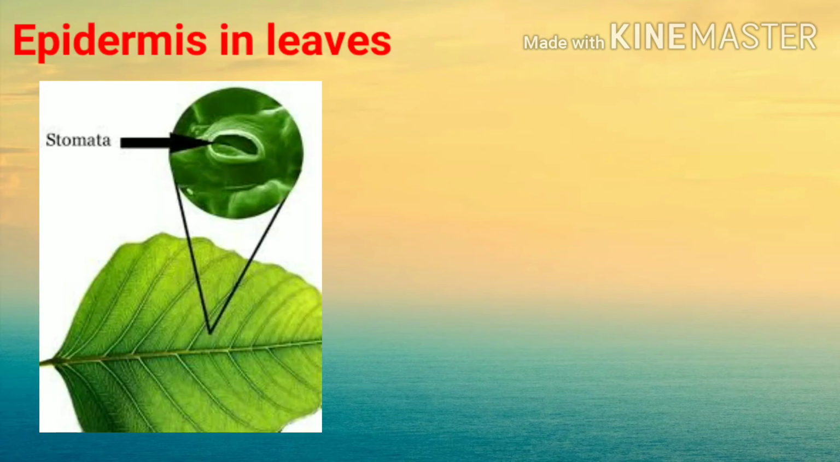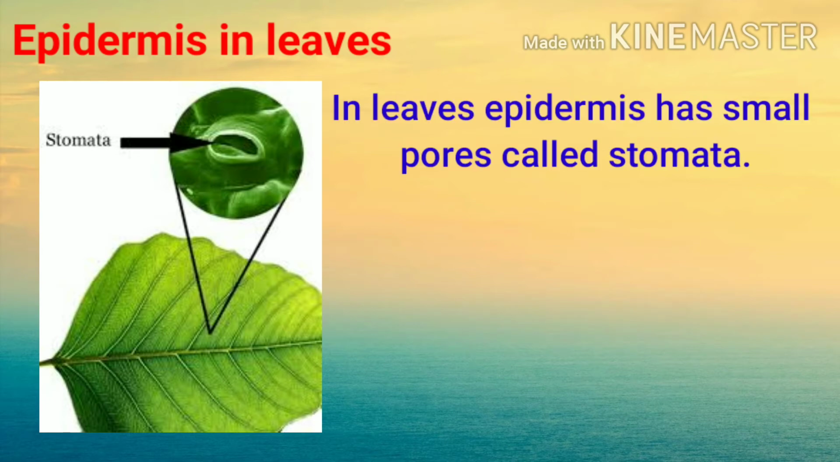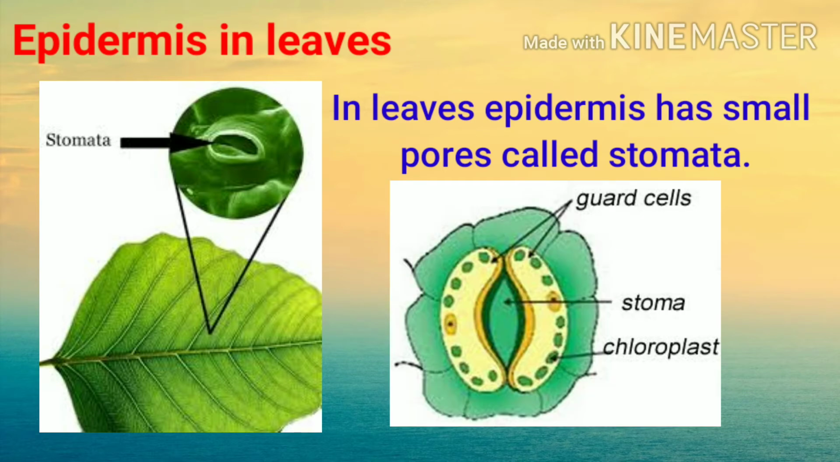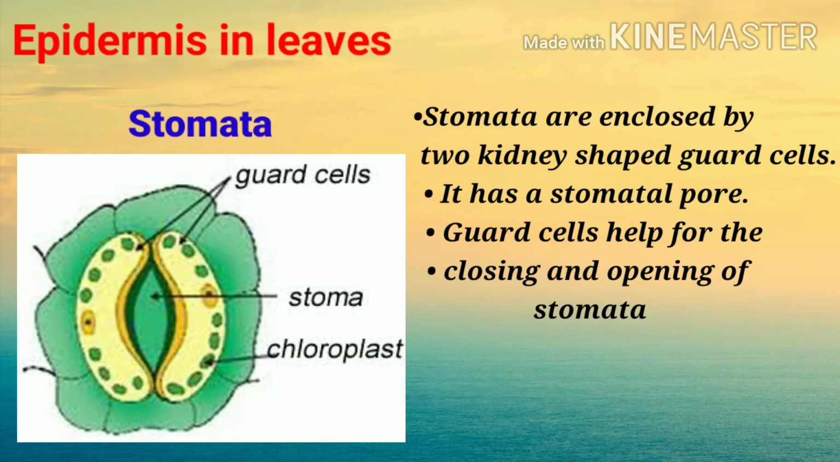Now we have to discuss the role of the epidermis in leaves. In leaves, the epidermis has small pores. They are called stomata. Have you learned about the structure of stomata? Yes. Stomata are enclosed by two kidney-shaped guard cells. It has a stomatal pore. The guard cells help in the closing and opening of stomata.